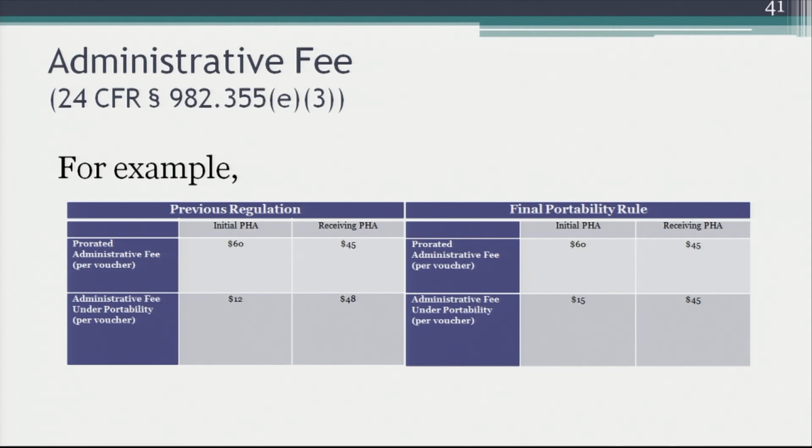Under the final portability rule, in the table to the right, the initial PHA gets to keep $15 out of those $60 in this example, and the receiving PHA would bill the initial PHA for $45. So as you can see in this example, the initial PHA keeps more than 20% of its own administrative fee because the receiving PHA's administrative fee is lower than the initial PHA's administrative fee.